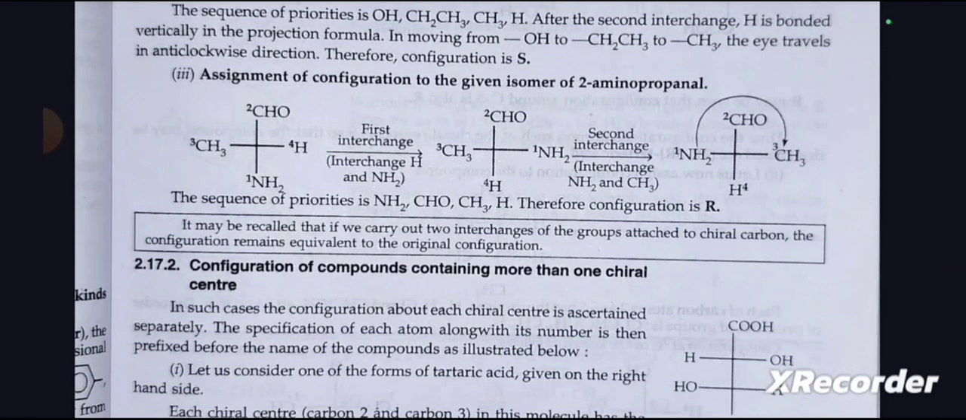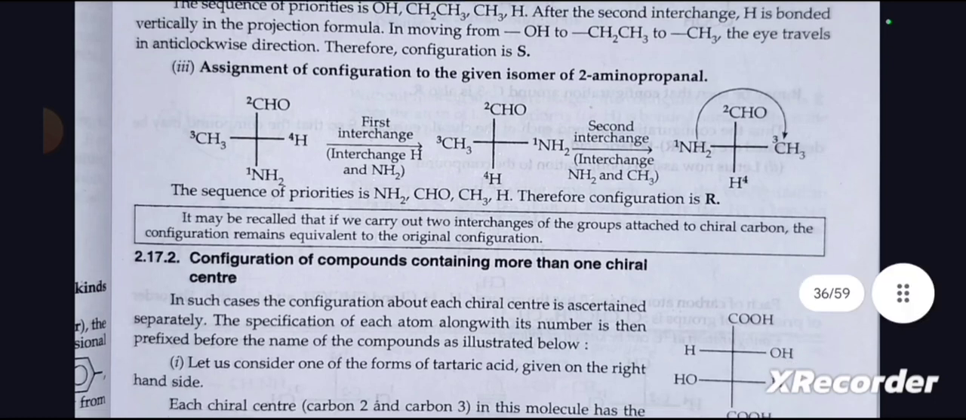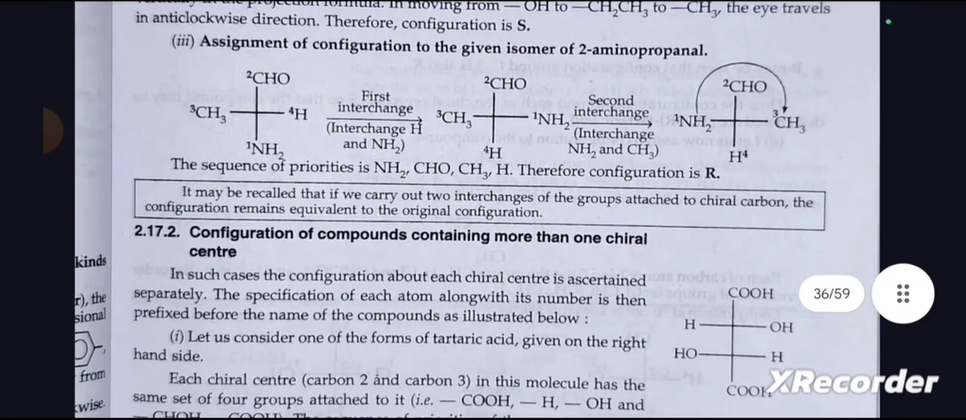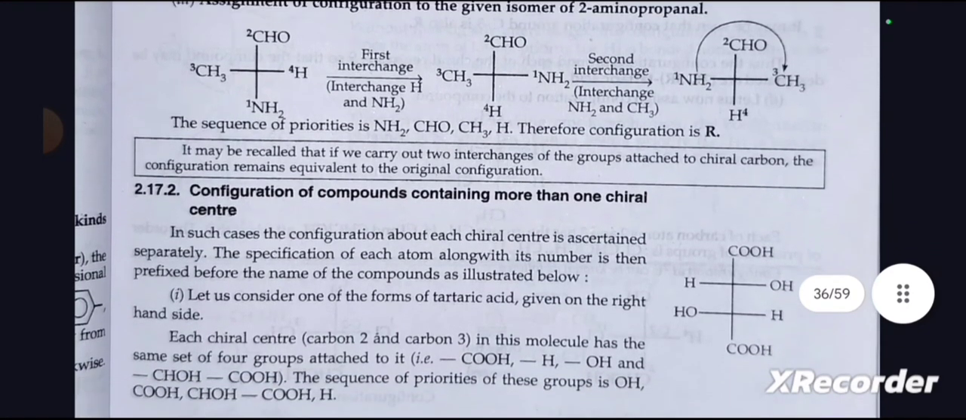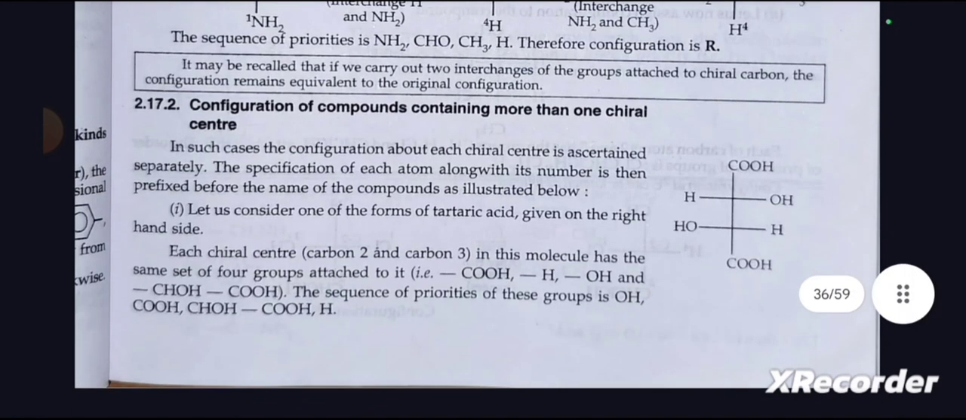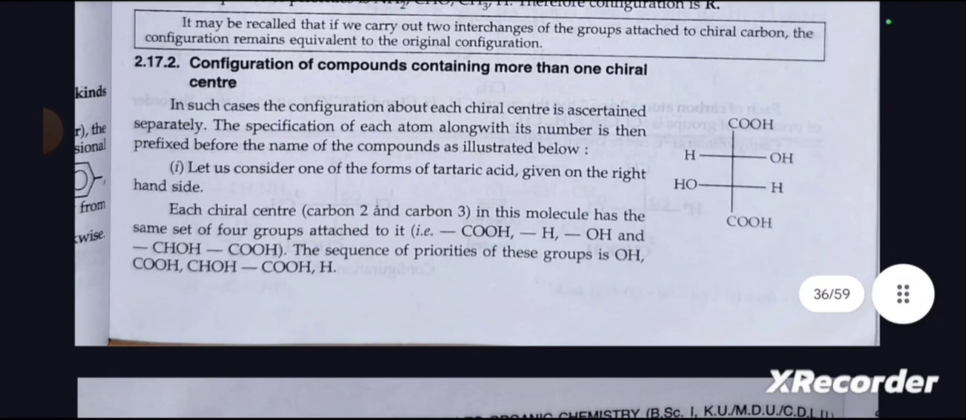Third, assignment of a configuration to a given isomer of 2-aminopropanol. First, interchange H and NH2, then second interchange NH2 and CH3. The sequence of priorities is NH2, CH2OH, CH3, H, therefore configuration is R. It may be recalled that if we carry out two interchanges of the groups attached to the carbon, the configuration remains equivalent to the original configuration.